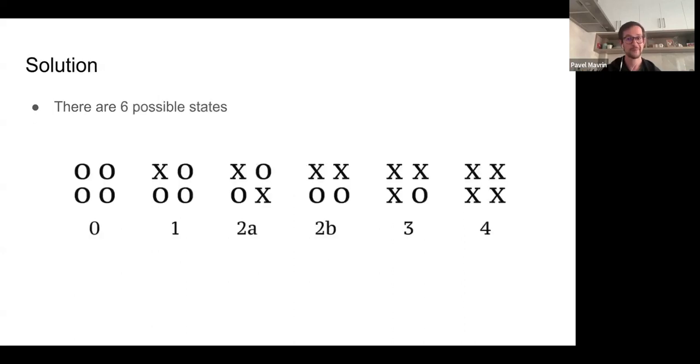How do we solve this problem? First thing you need to notice is there are 6 possible states of a machine. A machine can have 0, 1, 2, 3 or 4 broken legs, but machines with 2 broken legs can have 2 types. We have machines with 2 adjacent broken legs, type 2b, and 2 non-adjacent broken legs, type 2a. The difference is that type 2a is stable and type 2b is unstable. They both have 2 broken legs, but one is stable, the other unstable.